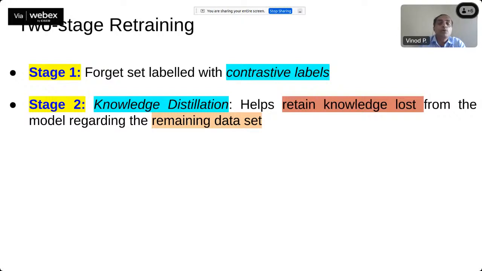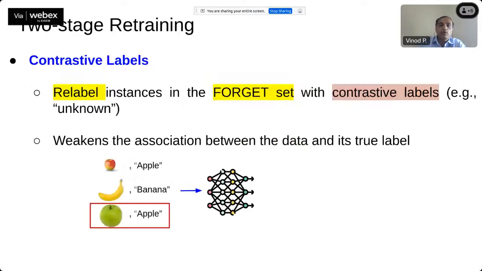So let us look at how this approach can be implemented. There are two stages. Again, to summarize, stage one is to build a contrastive label and then perform unlearning. The second stage is to pass on the knowledge of the preservation set, or the retained set, to the unlearned model. So let's look at how it can be done.